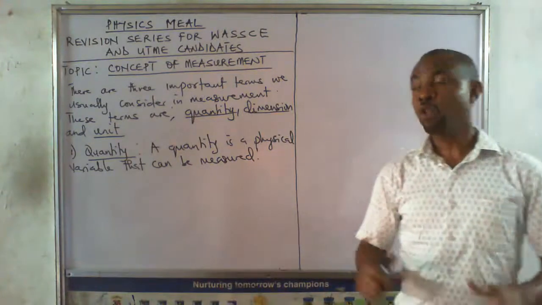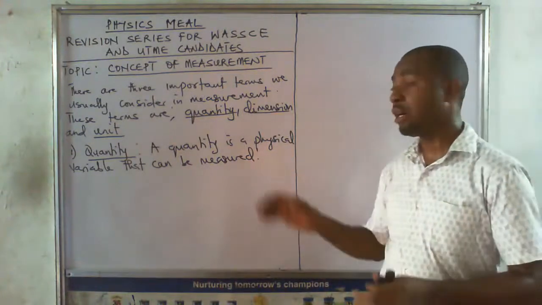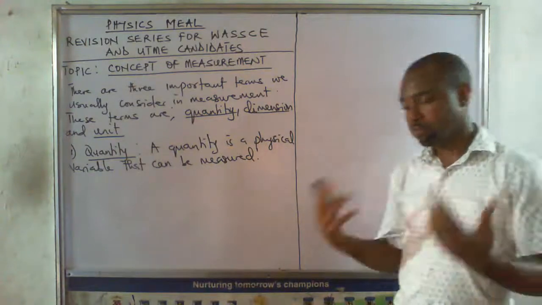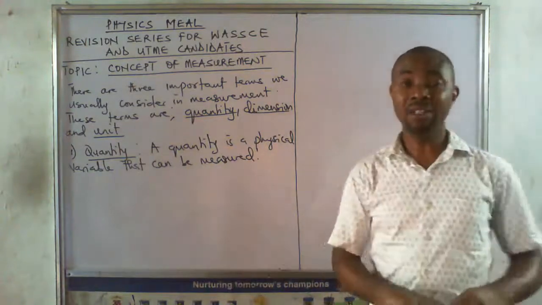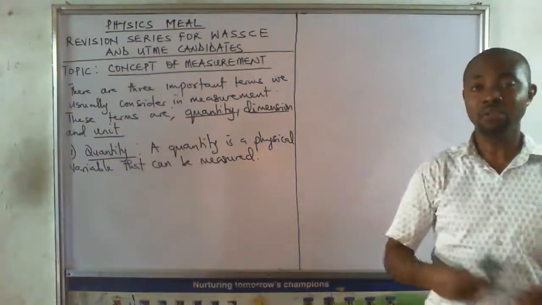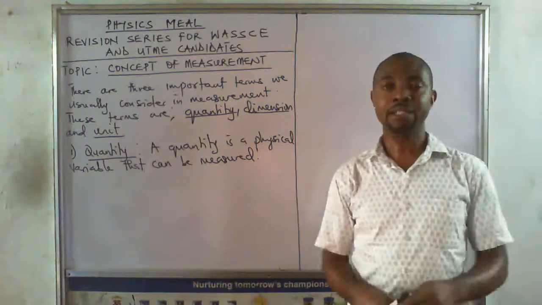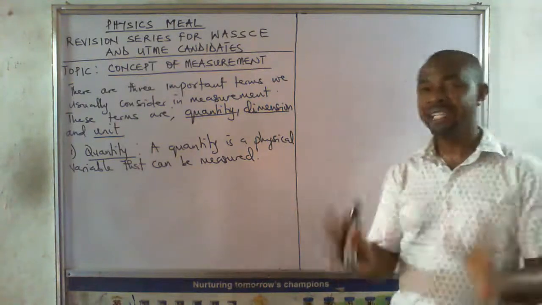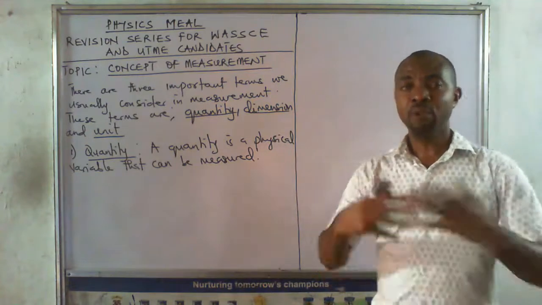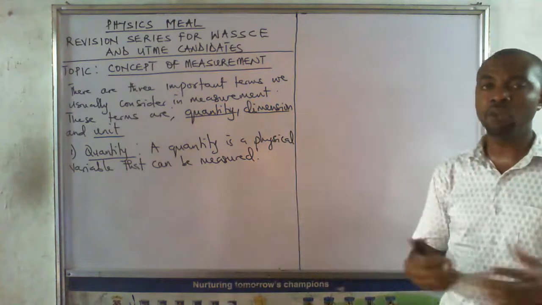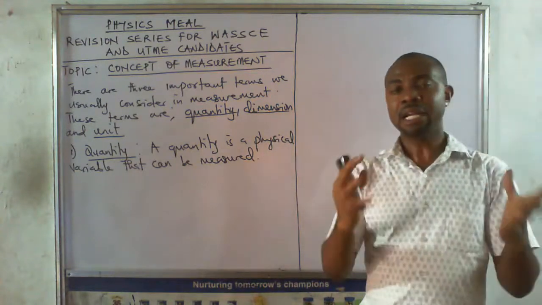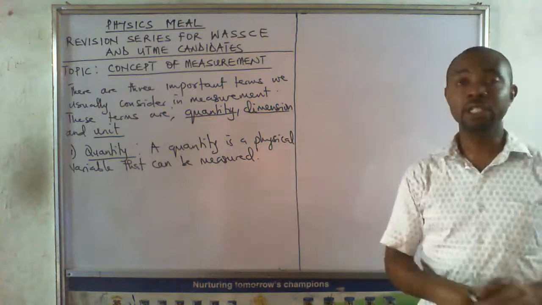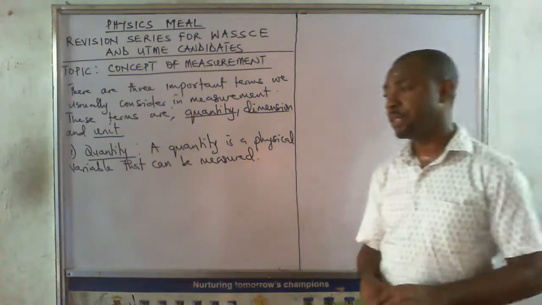So our interest, that's why we say physical variable. Our interest centers on those quantities or those variables in the sciences. They are the ones that we are going to consider. So we have seen that anything that you can measure, any physical variable, any physical parameter that can be measured, we refer to it as what? As a quantity.